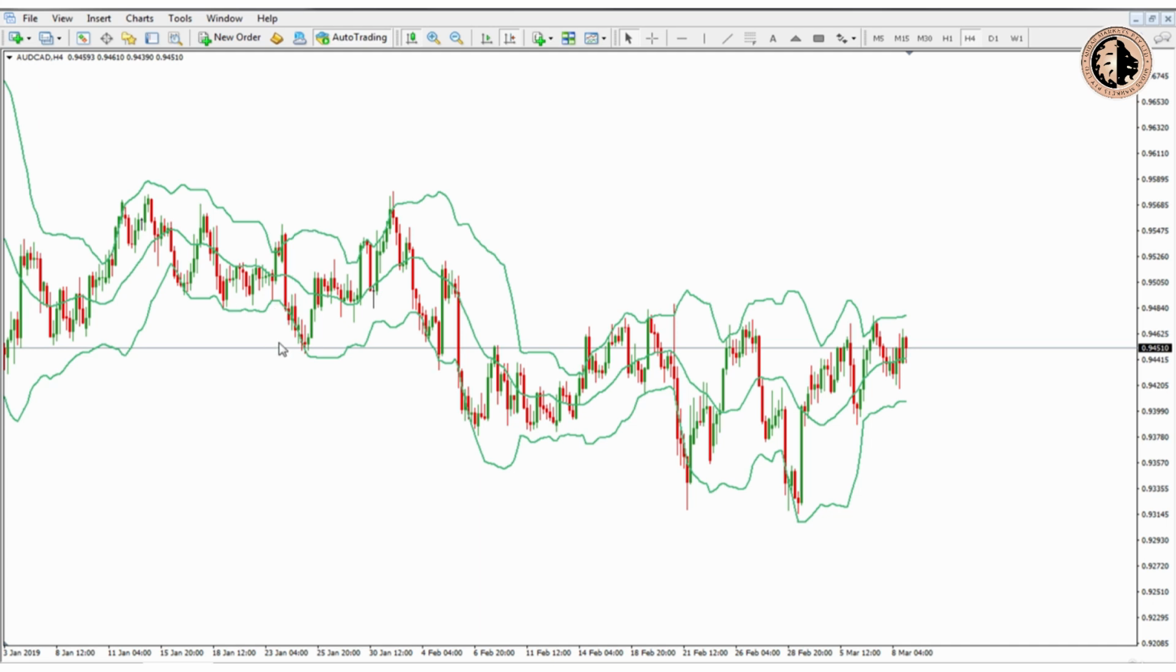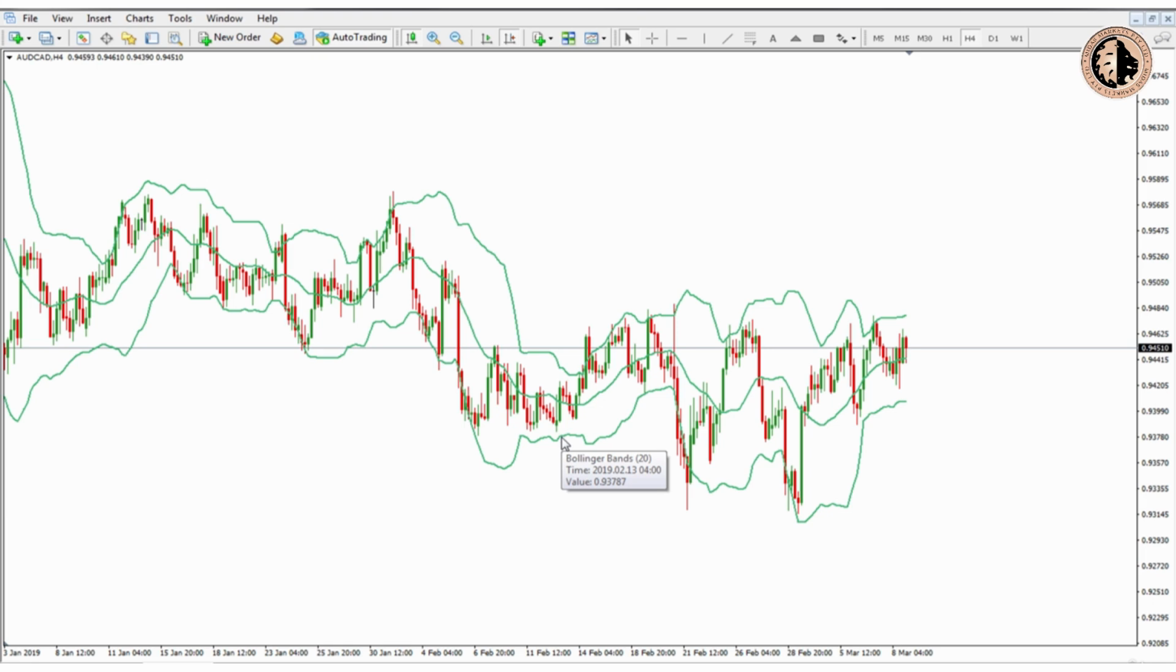Now, as you can see, there are three lines moving around the price. This middle line represents the simple moving average. The upper line represents 2 positive standard deviations, while the lower line represents 2 negative standard deviations.